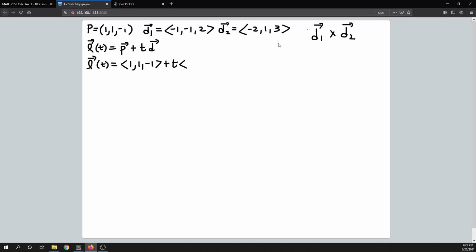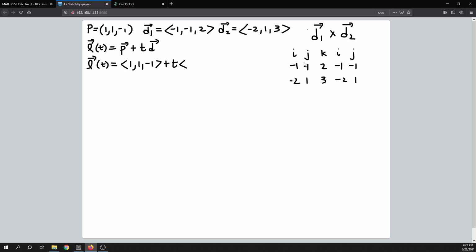All right, so we're going to set up our cross product here. d1 is going to be (-1, -1, 2), and d2 is (-2, 1, 3). All right, and so now we're ready to carry out the cross product.